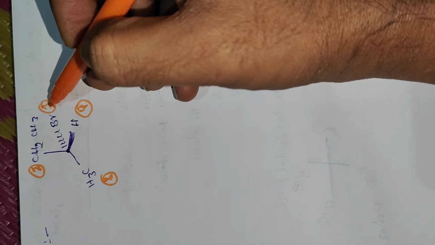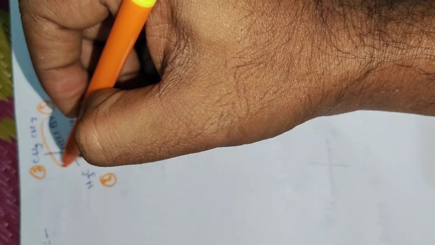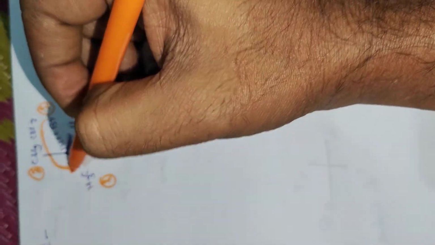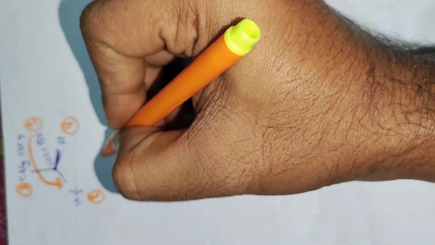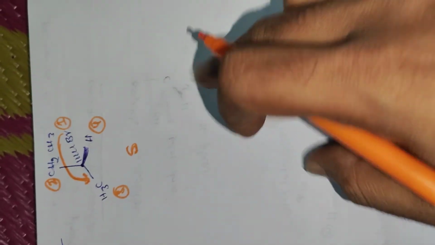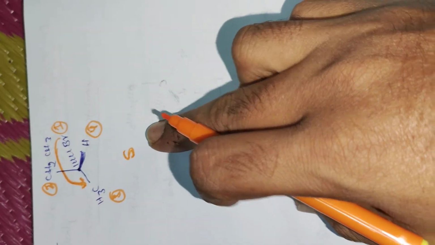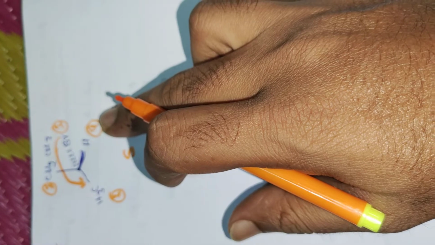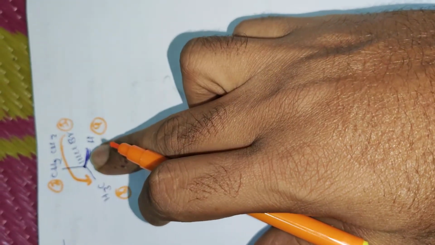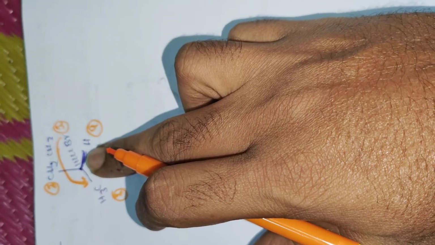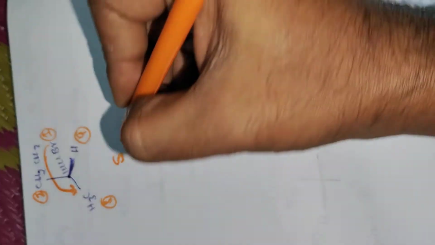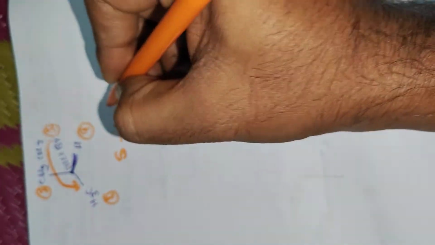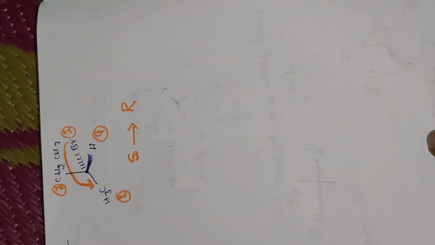Now 1, 2, 3. The direction is like this. The direction is anti-clockwise. Anti-clockwise means what configuration? S configuration. But this is not S configuration, because here the lowest priority group is present above the plane. When it is present above the plane, the configuration should be reversed. That means S configuration is converted into R configuration.